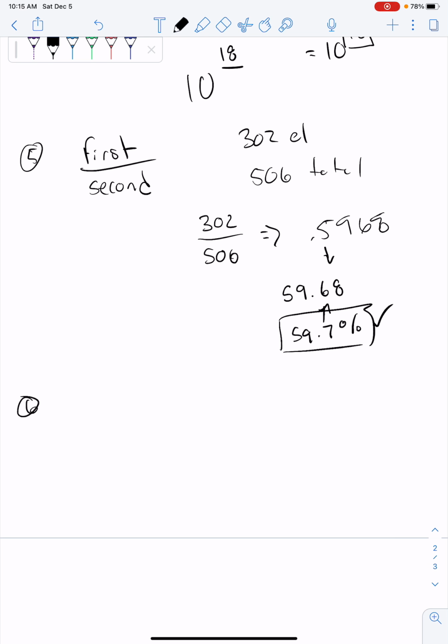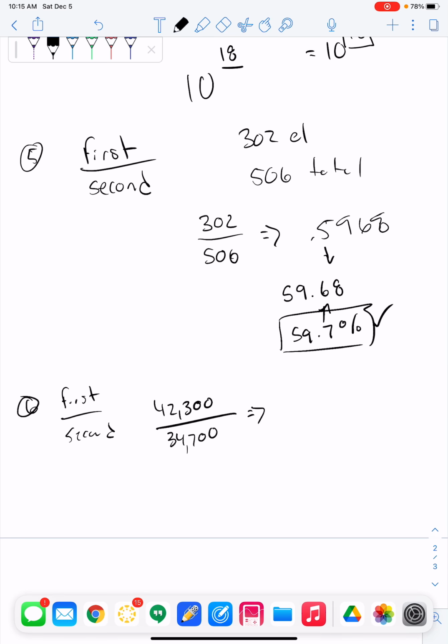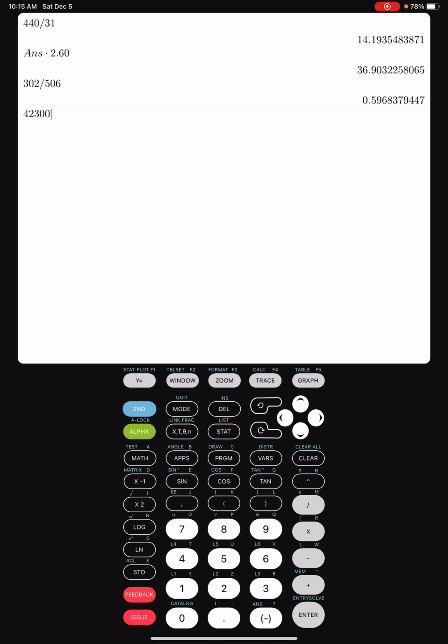All right, number 6. Number 6 says same thing. Express the first as a percentage of the second. So I'm going to take my first number and divide it by my second number. And in this case, it gives me a different situation. It says full-time salary for men in a year was 42,300. And we don't know what men it's talking about. The full-time for U.S. women was 34,700. So if I write that as a percentage, the first of the second, I would do 42,300 divided by 34,700.